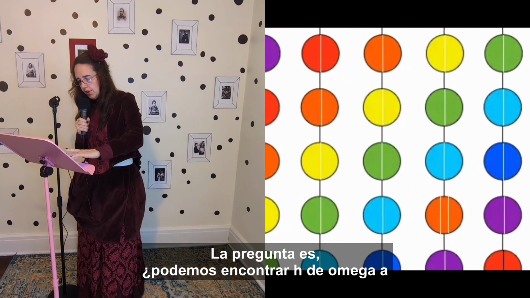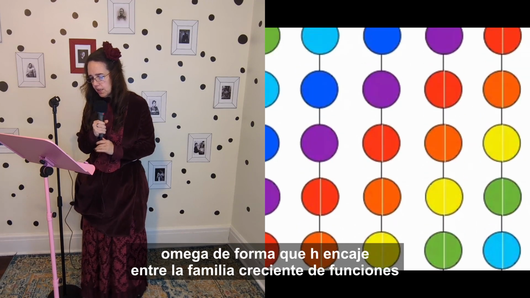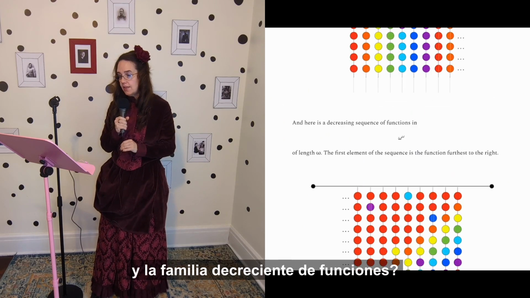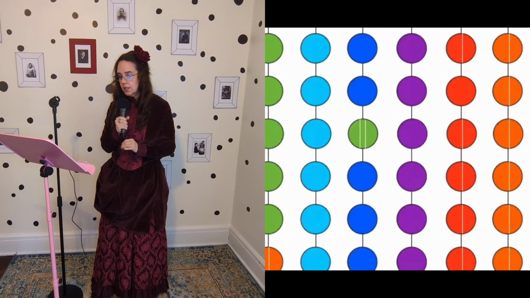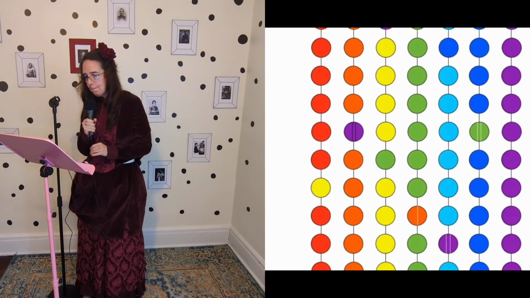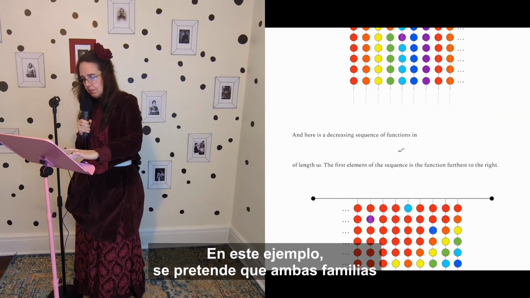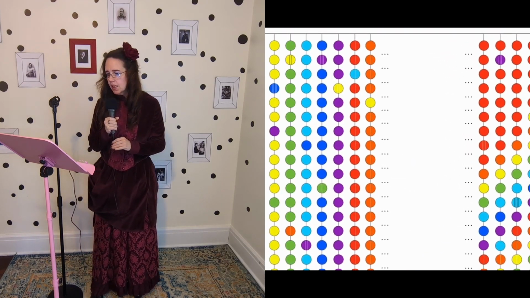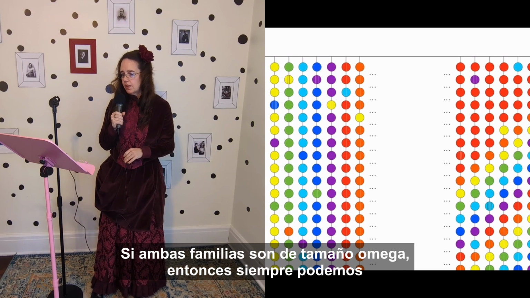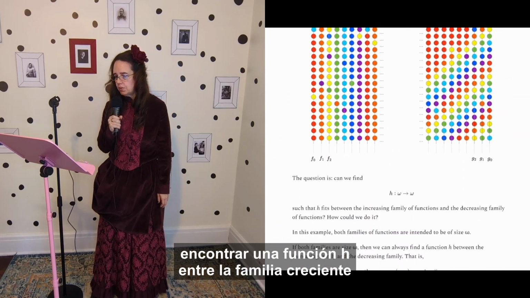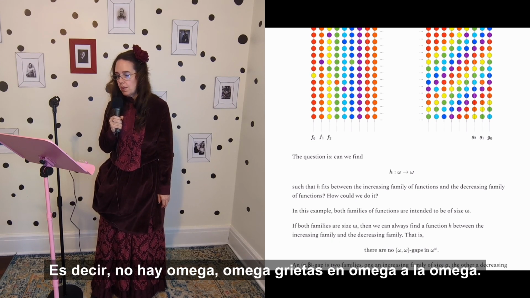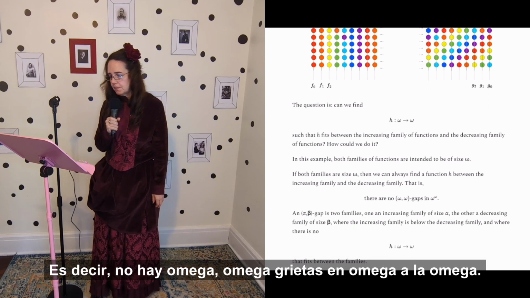The question is, can we find h from omega to omega such that h fits between the increasing family of functions and the decreasing family of functions? How could we do it? In this example, both families of functions are intended to be size omega. If both families are size omega, then we can always find a function h between the increasing family and the decreasing family. That is, there are no omega-omega gaps in omega to the omega.